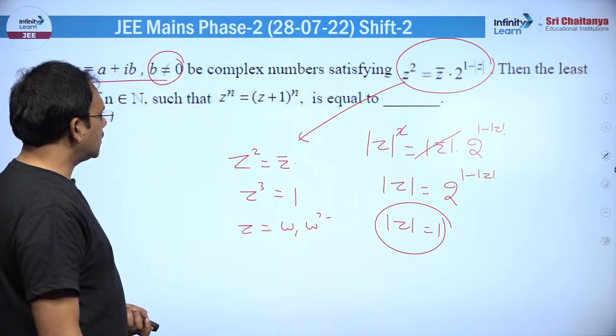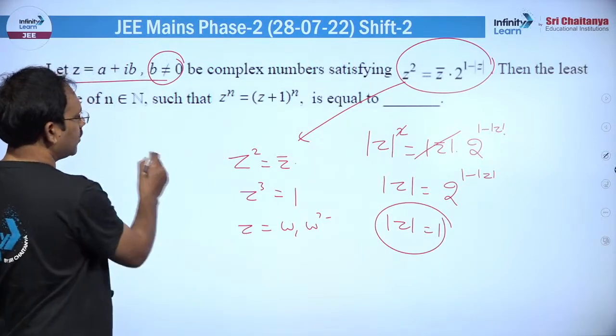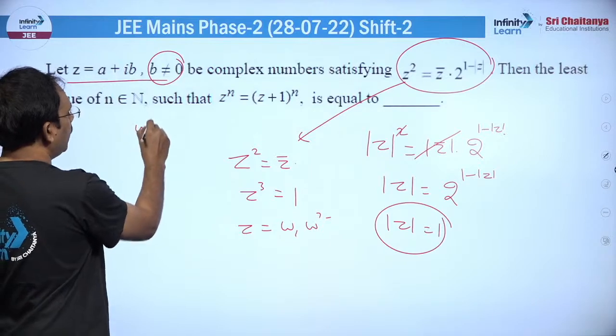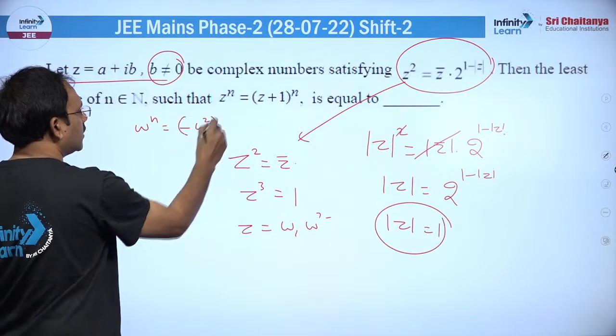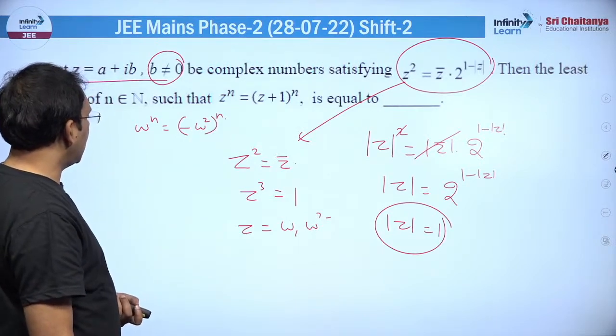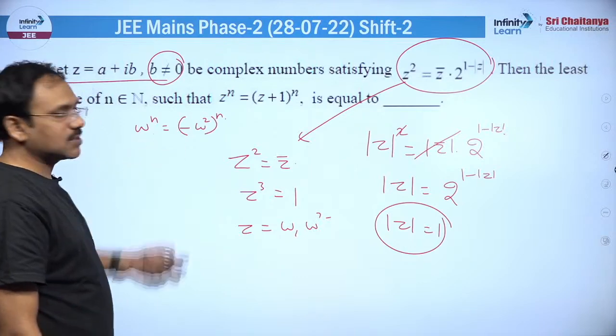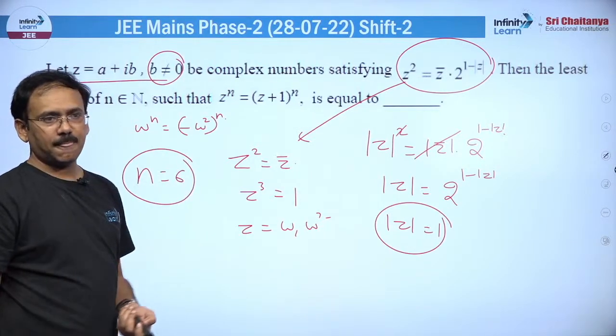Now you can just take the values. The least value of n: if you take z is omega, then power n plus 1 plus omega, that means minus omega square, whole power n. This is possible if you take n as a multiple of 3, so the least possible value is n is equal to 6. Okay.